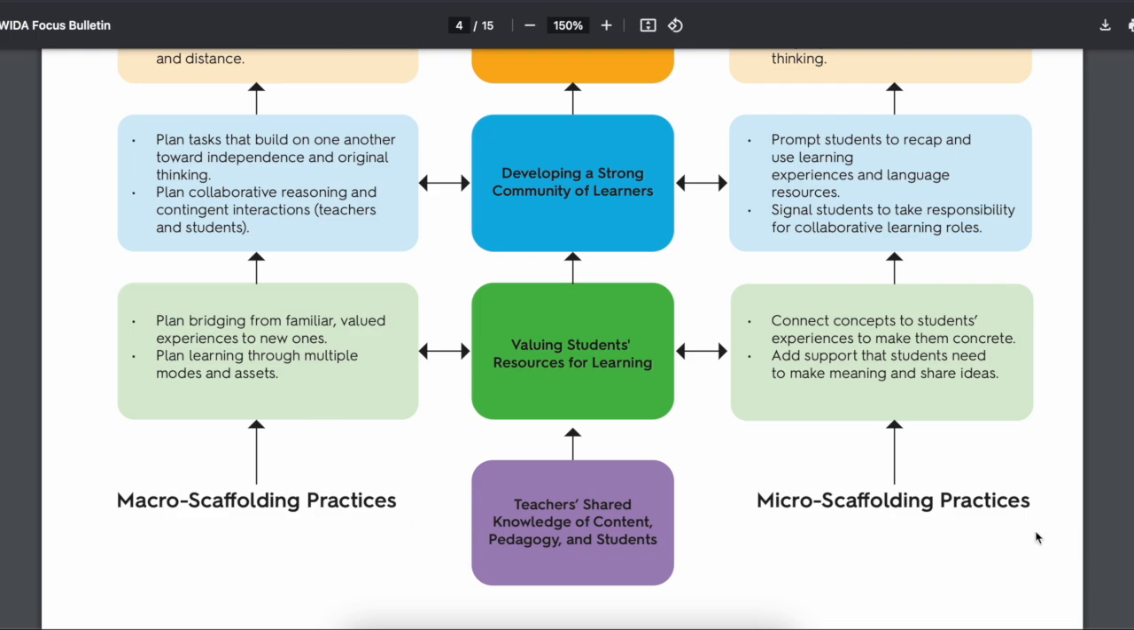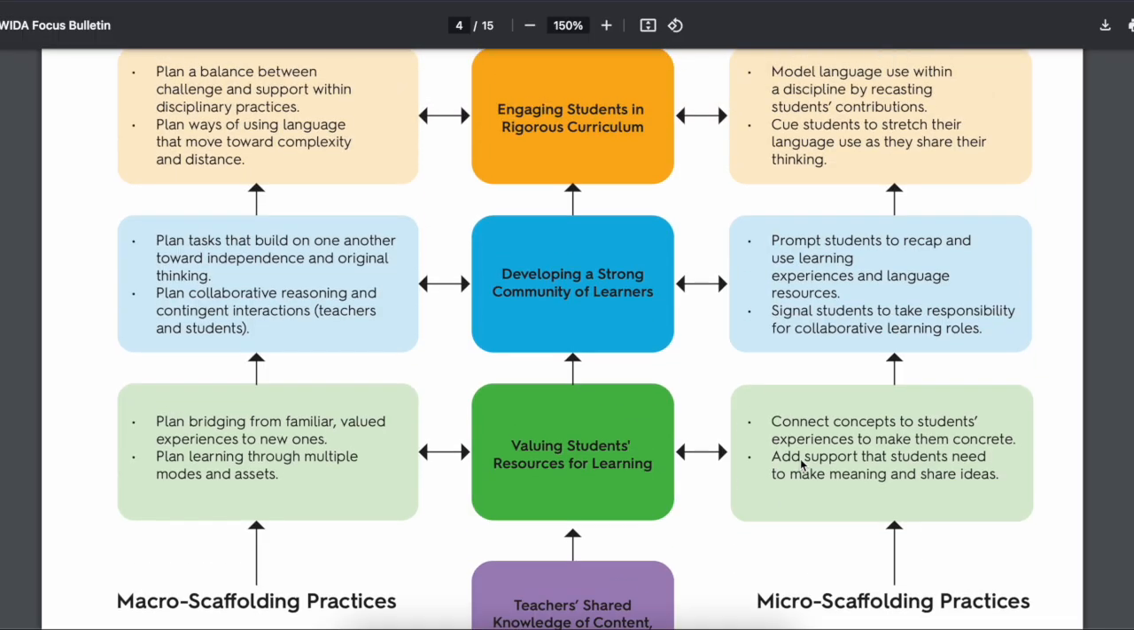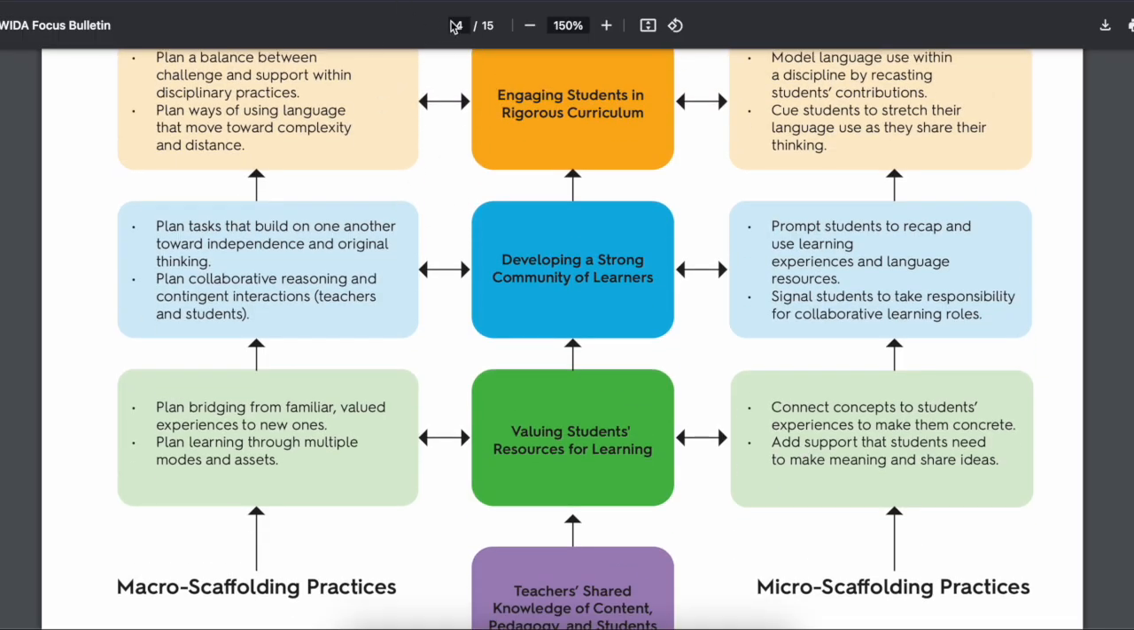We don't want to do just one. We really need both. We need that responsive piece. And I think often because we're pressed for time or we have too many students in a class, we tend to do mostly the macro and not the micro. And so I encourage you to think about where can we do more on this side of the matrix. Again, this is on page 4 of this PDF.